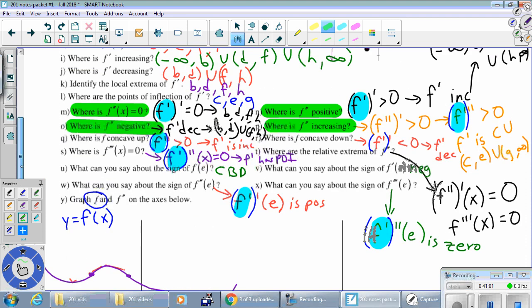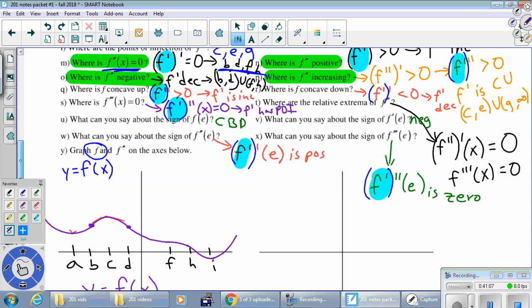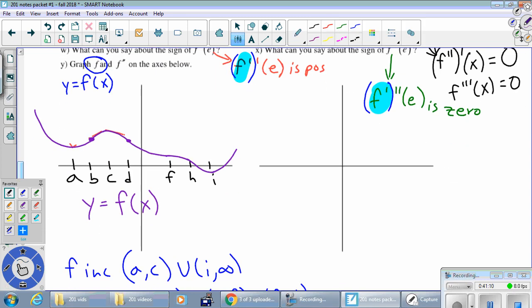Okay, so let's start with the places where f double prime is 0. So that turned out to be at B, D, F, and H. Great, that's a good start. I'll go ahead and label this thing with all of our letters. A, B, C, D. I think E was there on the y-axis. F, G, H, I, and we'll put J right there.